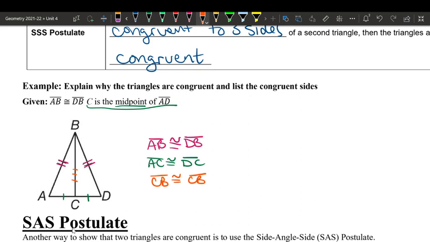All right, so I'm going to give those reasons again real quick. It's kind of like doing a proof, but not exactly. I know the first part because it was given to me. I know the next piece because that's the definition of a midpoint. And then I know the last piece because it's a shared side, or the same piece.